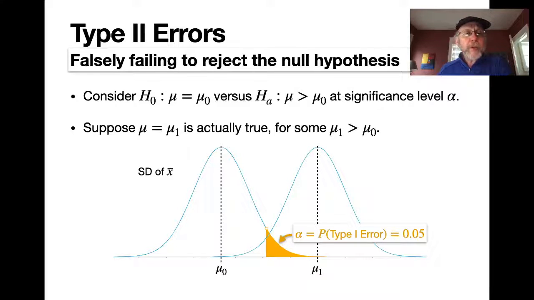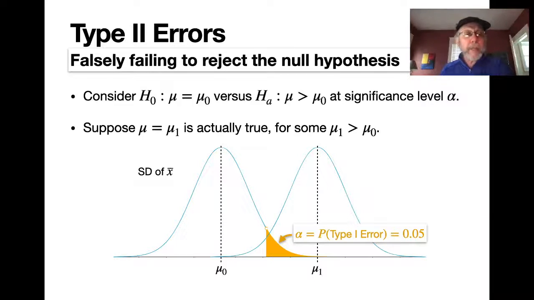In this situation, when would a type 2 error occur? Well, it would occur when we fail to reject the null hypothesis. Because remember, mu1 is actually the true value, and so to be correct, we would need to reject the null hypothesis. If we fail to do that, we're making a type 2 error. When would we fail to reject? It would be when our x bar value is to the left of that shaded region.